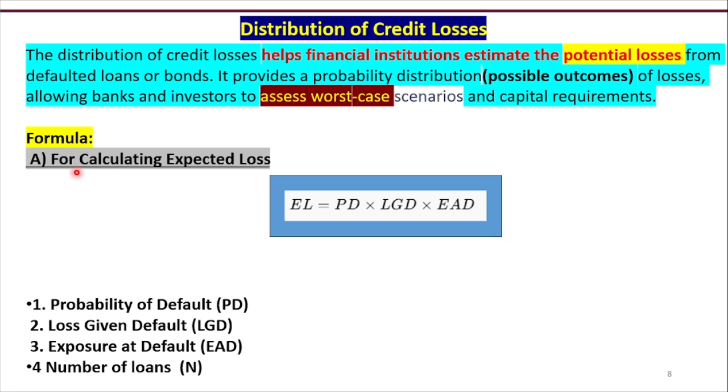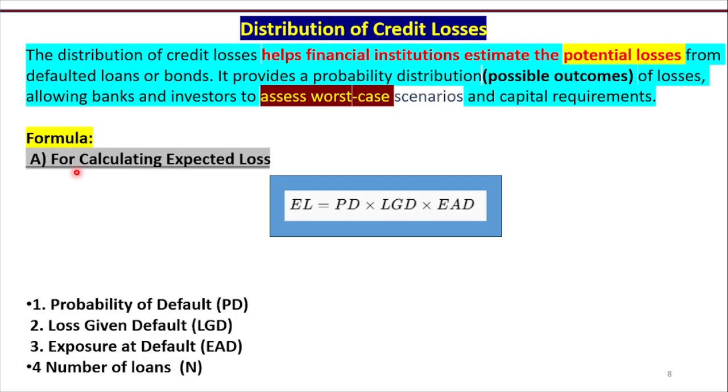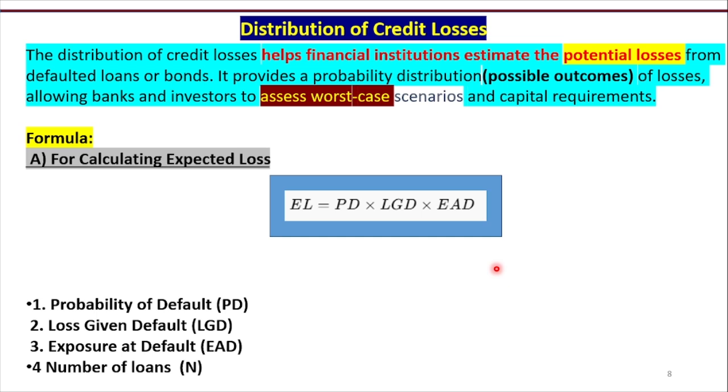So here we have divided this numerical into different steps. For calculating expected loss, the short form is EL, which equals PD times LGD times EAD. I have already told you that the short forms of these things will be used here. PD is probability of default, LGD is the loss given default, EAD is the exposure at default, and the number of loans is N. We're going to use this in the upcoming steps.